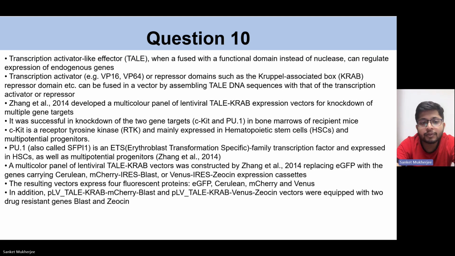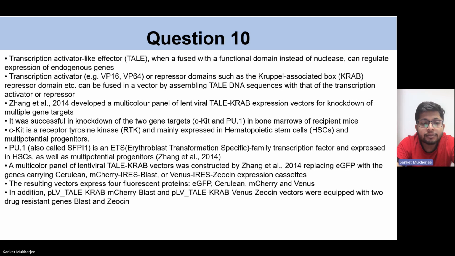Zhang et al. developed a multicolor panel of lentiviral TALE-KRAB expression vectors for knockdown of multiple gene targets. It was successful in targeting two genes, c-KIT and PU.1, in bone marrow of recipient mice. c-KIT is a tyrosine kinase receptor mainly expressed in hematopoietic stem cells and multipotential progenitors. PU.1, also called SPI1, is an ETS, erythroblast transformation specific, family transcription factor, and is expressed in hematopoietic stem cells as well as multipotential progenitor cells.